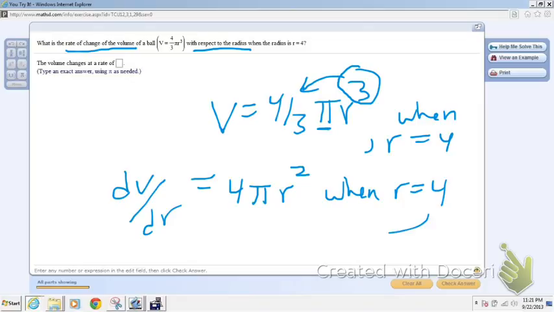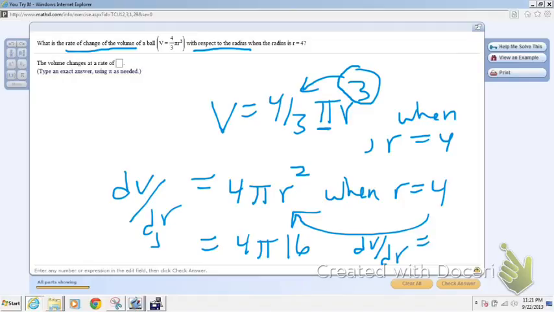So go ahead and plug 4 in. So we'll have 4 times pi times 16, basically. 4 squared is 16. Let's crunch that out. Oh, it says type an exact answer using pi. So 16 times 4 is 64, so we're going to have 64 pi. So dV dr is equal to 64 pi. Let's try and type that in.